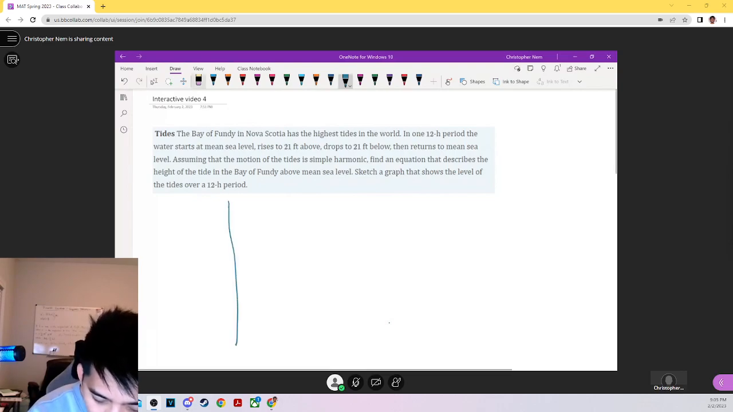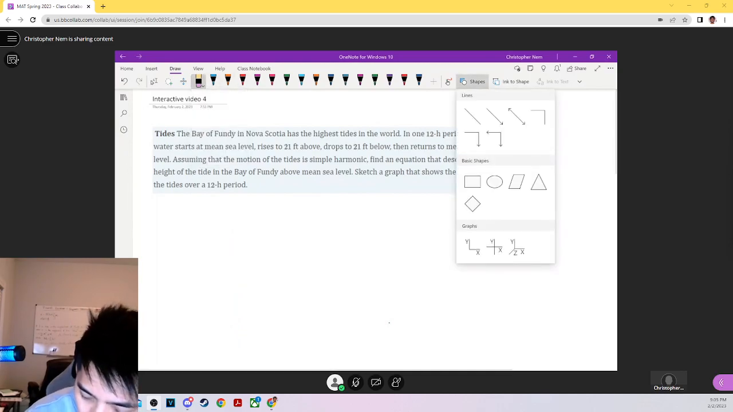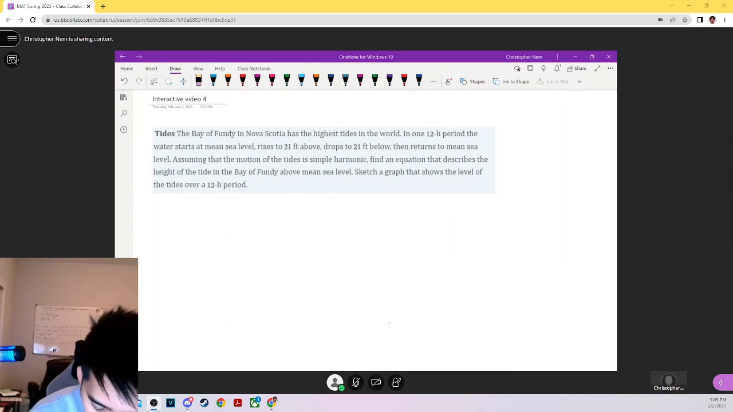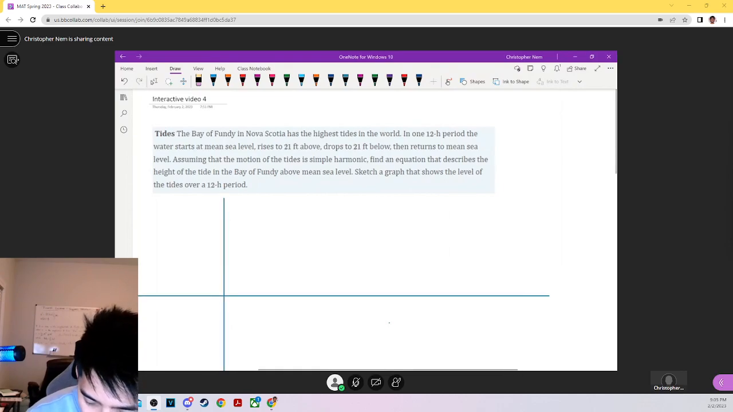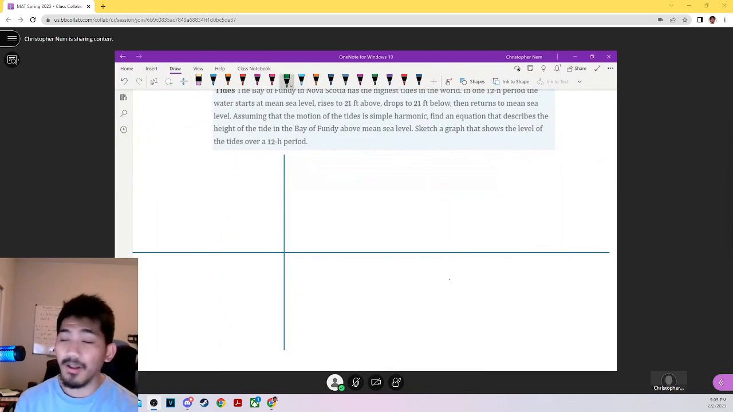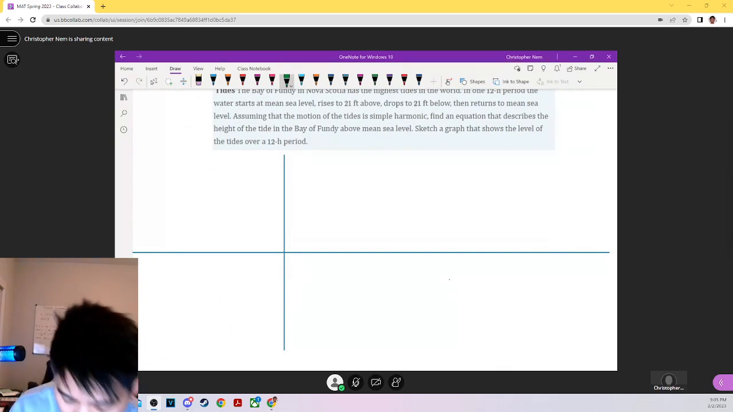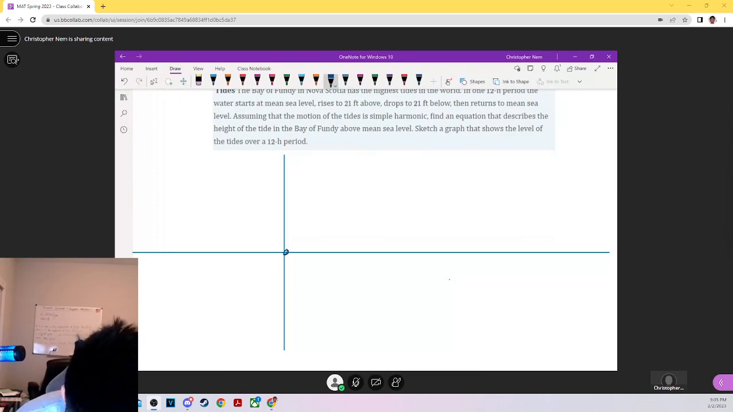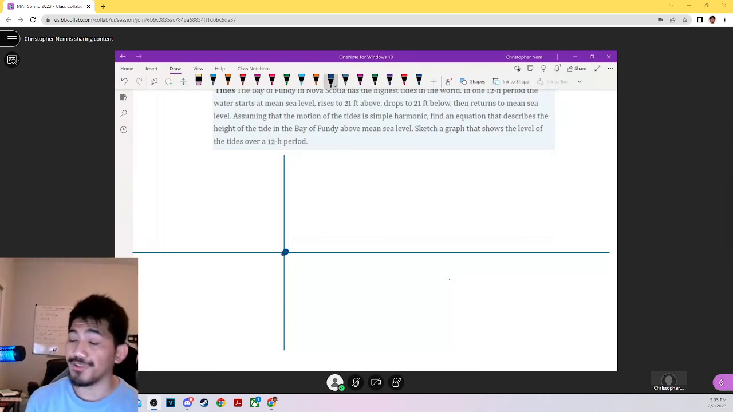I'm going to do an XY plane. It's actually better if I use technology to draw this out. And I'm going to make the x-axis very big because I always mess that up. I make my x-axis, my y-axis, all that good stuff. I know it starts at sea level. Let's let the x-axis represent our sea level. So that means that at the starting position, my point on that function should be right over here.